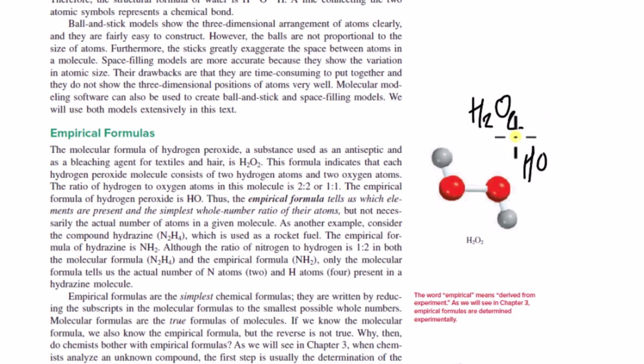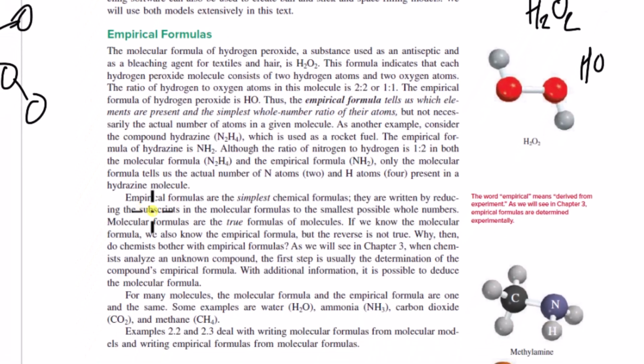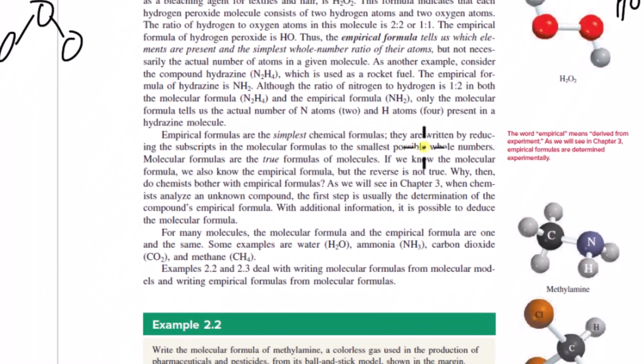The reason is, as the textbook says, empirical formulas are the simplest chemical formulas. They are written by reducing the subscripts in the molecular formula to the smallest possible whole numbers. Molecular formulas are the true formulas of molecules. If we know the molecular formula, we also know the empirical formula exactly, but the reverse is not true. So why then do chemists bother with empirical formulas? As we will see in chapter 3, when chemists analyze an unknown compound, the first step is usually the determination of the compound's empirical formula. With additional information, it is possible to deduce the molecular formula.